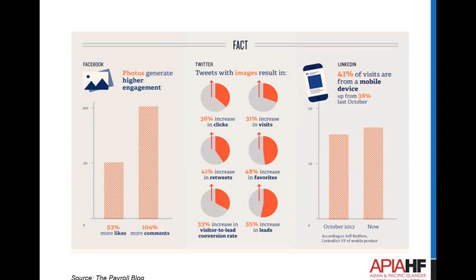So here are just some facts about it. Why photos are really good. People, again, if you're a visual person, they will remember the picture versus the update itself. So photos generate higher engagement. Tweets with images, you can see the statistics here, 36% increase in clicks if you have an image, 41% increase in retweets if you have an image, and 33% increase in visitor to lead conversion rate. So whoever's updating, say, Barack Obama, it has a higher chance of getting somewhere.